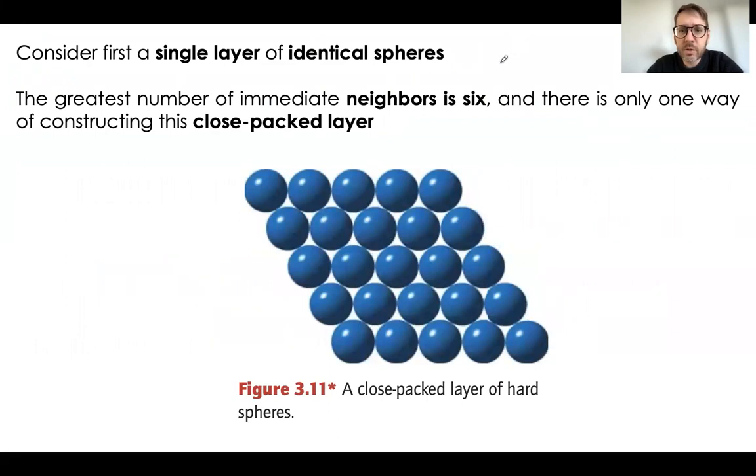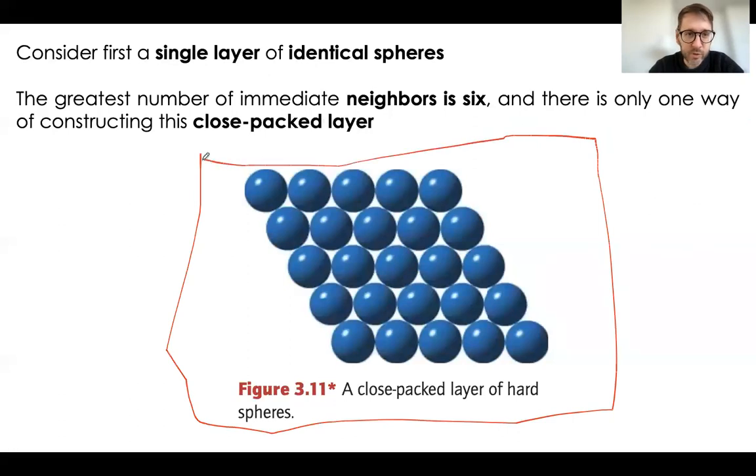So let's consider first a single layer of identical spheres, and see how we can pack these hard spheres in space to generate this close packing. Let's consider a first layer of hard spheres, and this is the close-packed layer that we can generate. The most efficient way in which we can arrange a single layer of identical spheres is this arrangement, in which we have 6 immediate neighbors for each sphere.